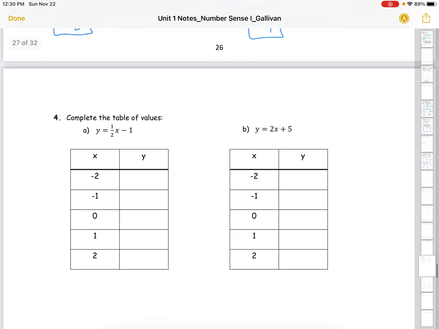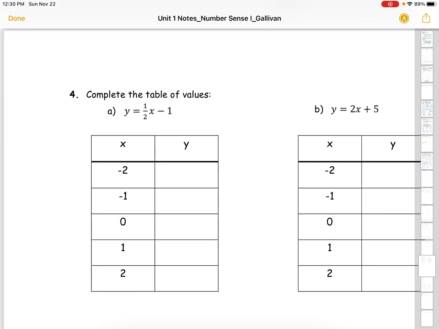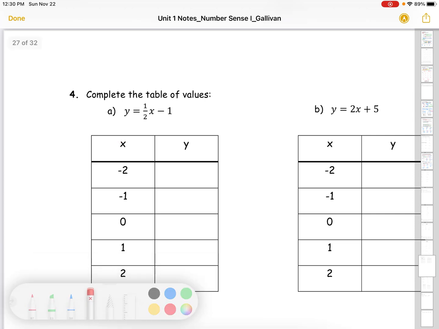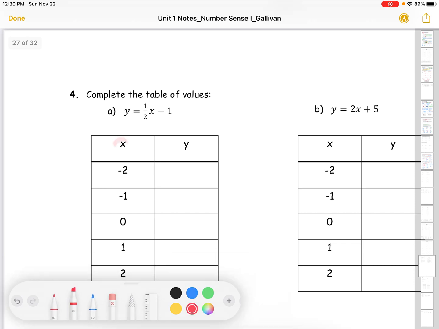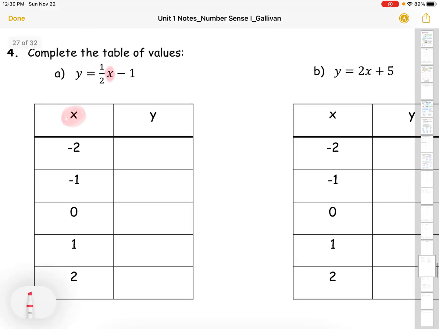Okay, now we can use a table of values. We do this a lot when we're graphing, and we'll be doing that later in the school year, to substitute a different number into the same formula. So here, I have my x value, and it's right here. So I'm going to substitute in negative 2 for x to figure out my values of y.